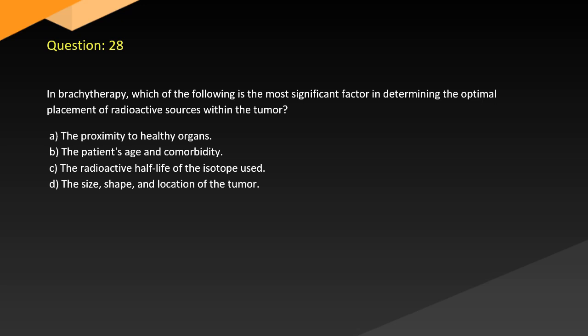Question 28. In brachytherapy, which of the following is the most significant factor in determining the optimal placement of radioactive sources within the tumor? A. The proximity to healthy organs. B. The patient's age and comorbidity. C. The radioactive half-life of the isotope used. D. The size, shape, and location of the tumor.